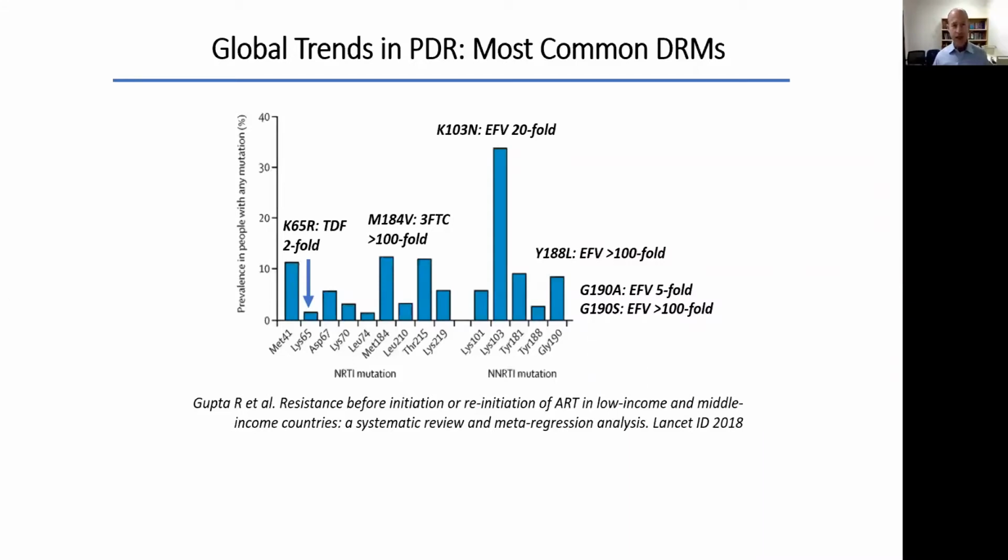The classic tenofovir resistance mutation, K65R, occurs in about 2% of those viruses that had transmitted drug resistance. And even though these viruses cause only twofold reduced tenofovir susceptibility, that level of reduced susceptibility is considered clinically relevant. These are the most common NNRTI resistance mutations that have been observed during surveillance studies.